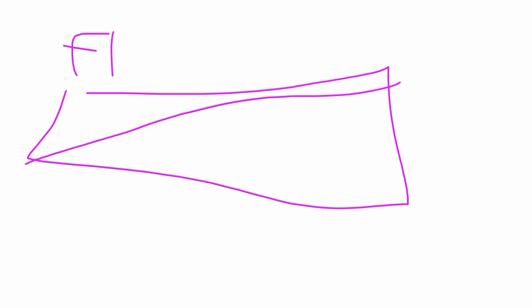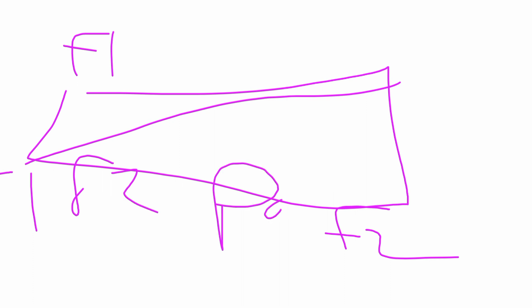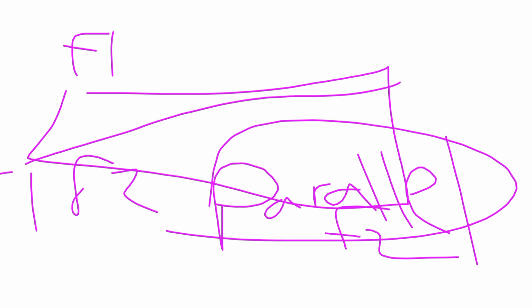I have a very important tricky question. This is a shape and this is an angle right here. This is f1, this is f2. f1 and f2 are parallel, not perpendicular. I cannot say f1 and f2 are perpendicular. f1 and f2 must be parallel.